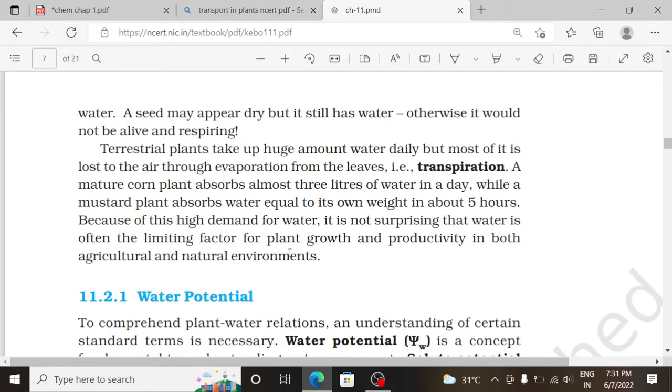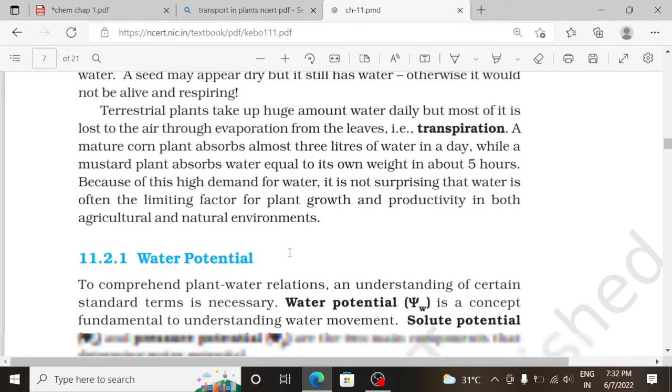Terrestrial plants take huge amounts of water daily, but most of it is lost to the air through evaporation from the leaves. That is transpiration. A mature corn plant absorbs almost 3 liters of water in a day, while a mustard plant absorbs water equal to its own weight in about 5 hours. Because of this high demand for water, it is not surprising that water is often the limiting factor for plant growth and productivity in both agricultural and natural environments.